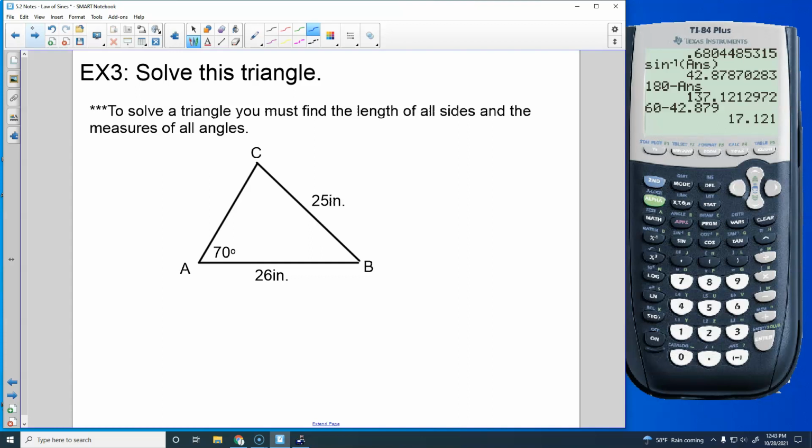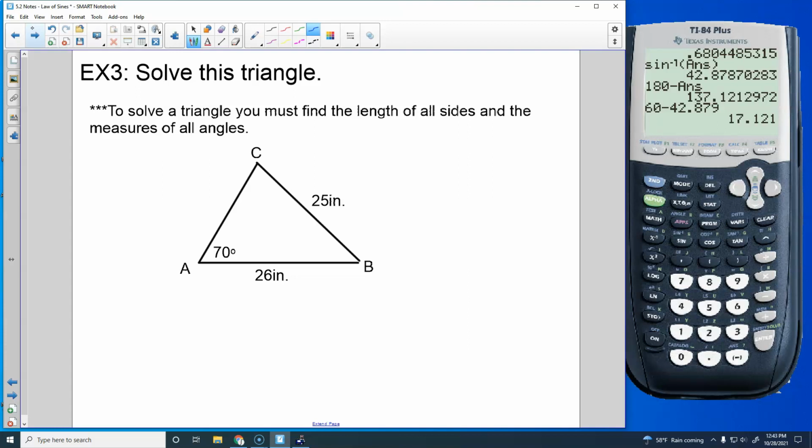To solve means to find all of the lengths of the sides and all of the angles of the triangle. Some of those are really easy to find, and some of them are not as easy to find. It just depends on what part you're working on. So, whenever we look at this triangle right here, there's only one thing we can find to begin with. What could we find for this triangle to begin with?